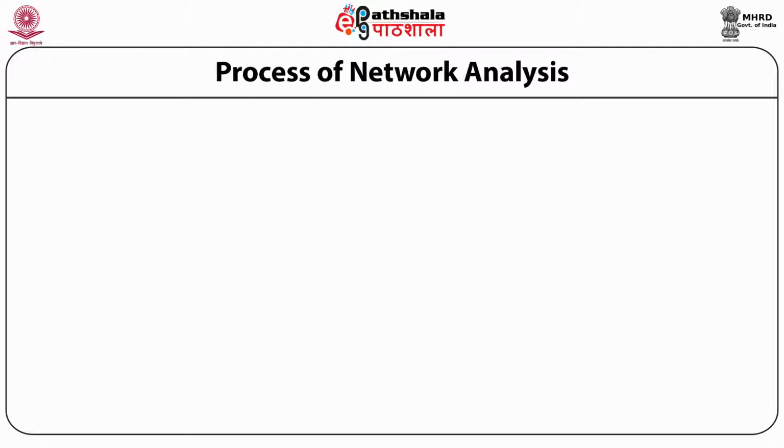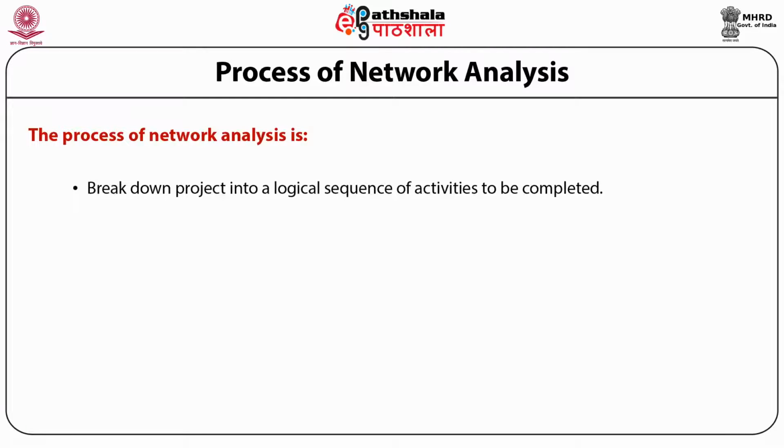Process of network analysis. The process of network analysis is basically, firstly, break down project into logical sequence of activities to be completed. So first all the activities are to be listed and then put them in the logical sequence, logical order. Secondly, estimate the time duration of each activity. So it's best to prepare a kind of table where firstly the activities are listed in a sequence and then against each activity estimated time can be put down.